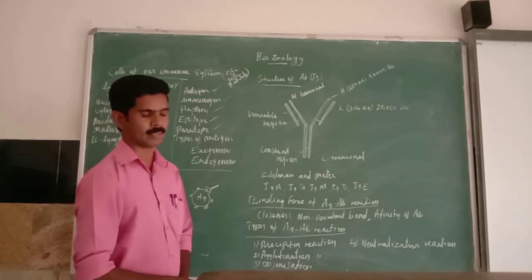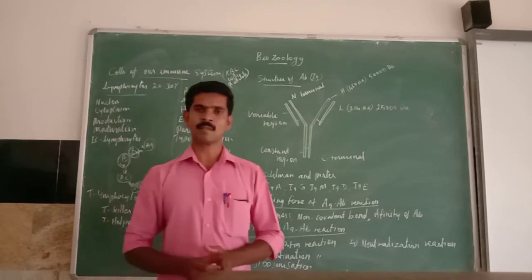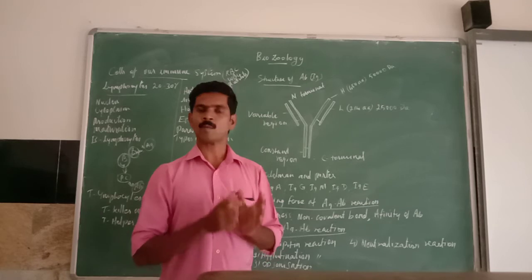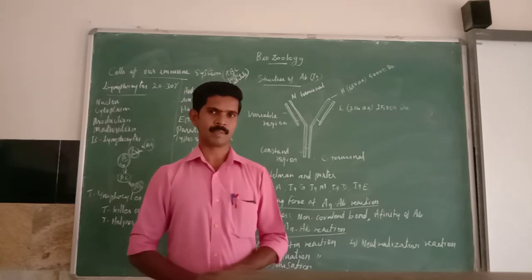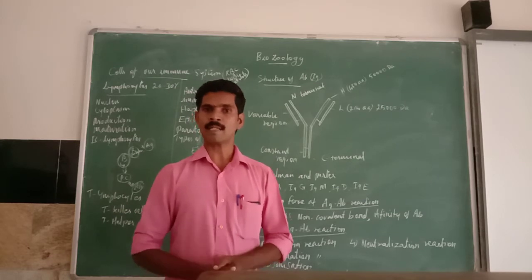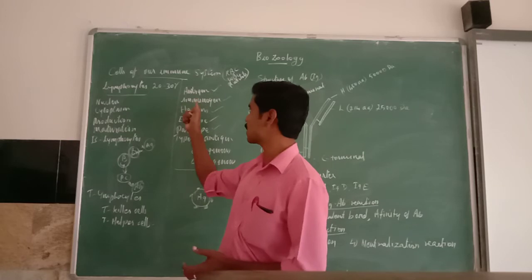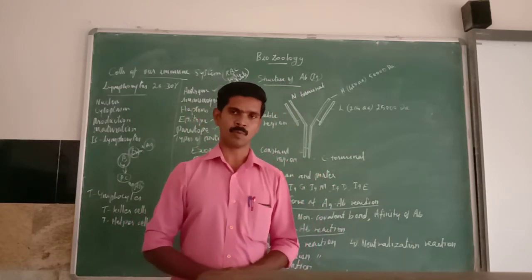Understand my dear students? Then next we are going to study one very important 5-mark question: structure of antibody. And there is one diagram also in your book. It is very important for the 2-mark question. Listen very carefully. Antibodies are otherwise called immunoglobulin. Here I told you antigens are otherwise called immunogen. Like that, antibodies are otherwise called immunoglobulin.